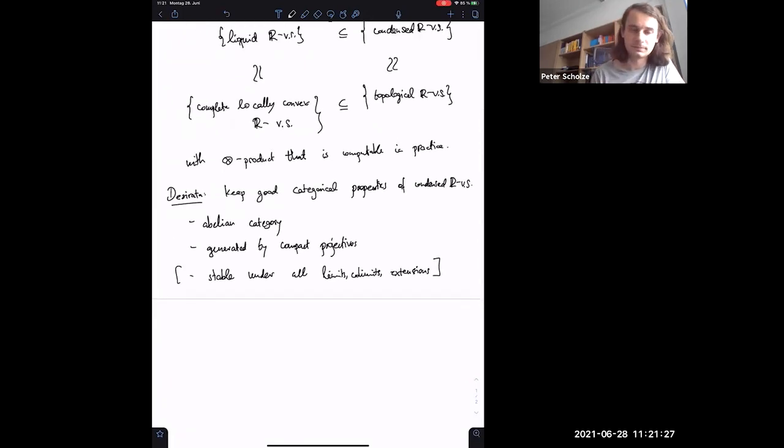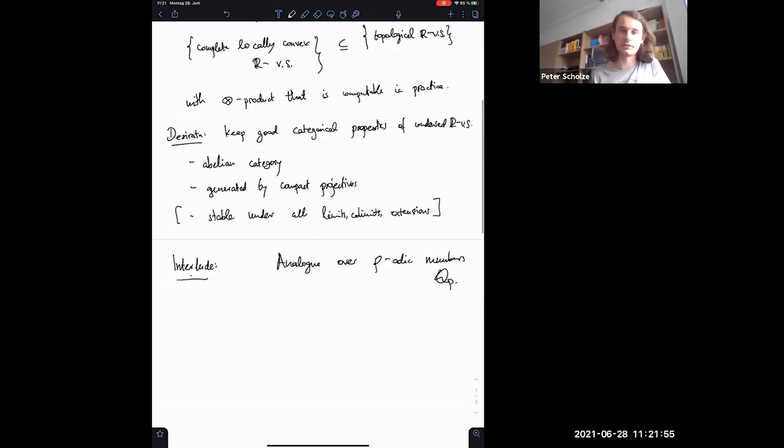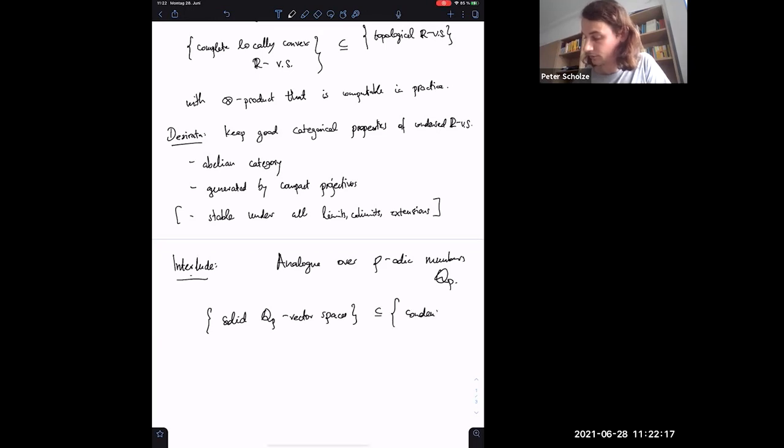Before I get into this over the real numbers, I want to briefly recall a similar thing that you can do in non-Archimedean functional analysis over the p-adic numbers. So, an interlude: the analog over the p-adic numbers. Here p is some fixed prime number, and we work with Q_p. You can just as well consider condensed Q_p vector spaces, and then we define this notion of so-called solid Q_p vector spaces inside of all condensed Q_p vector spaces.